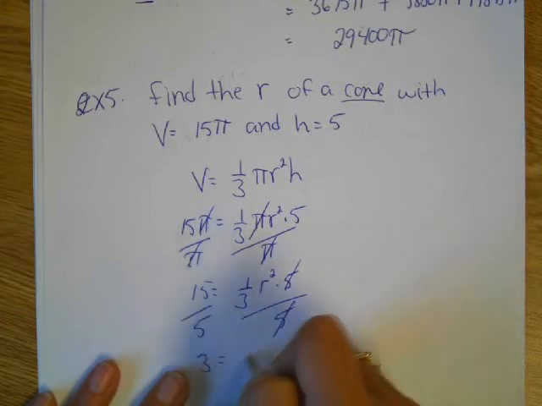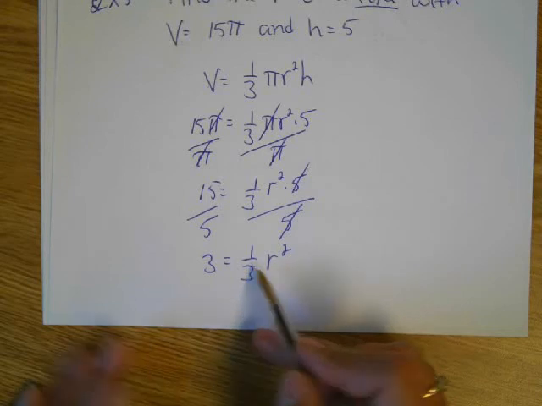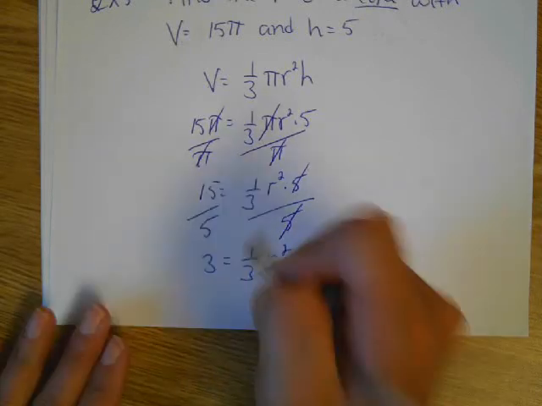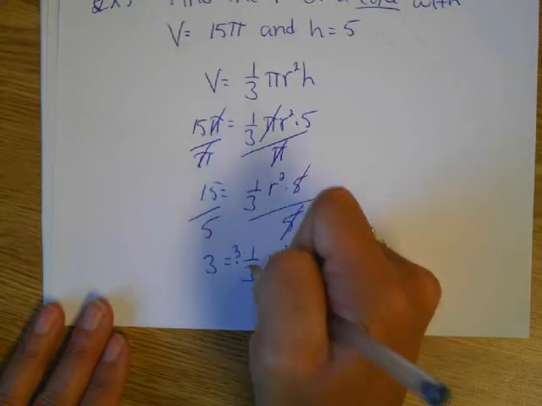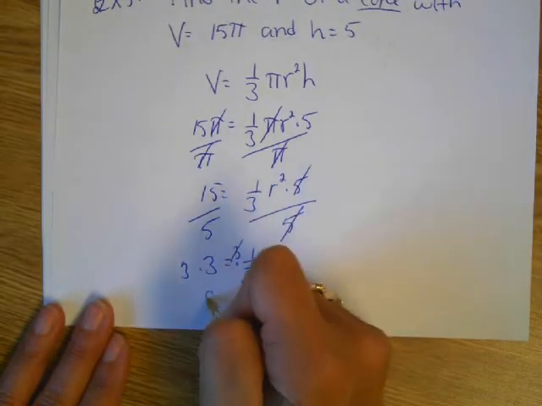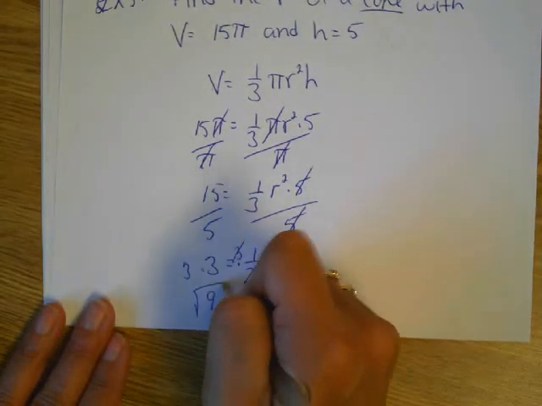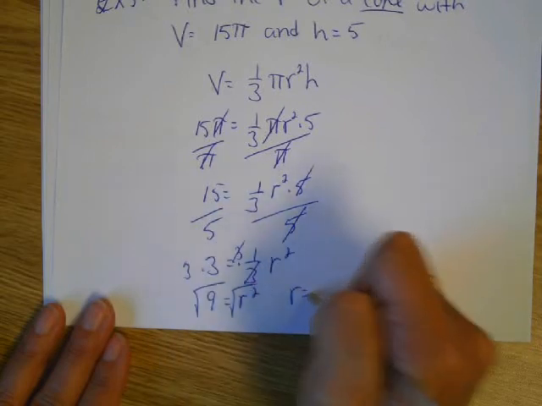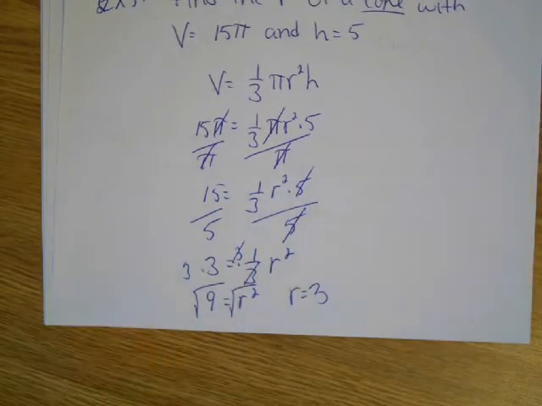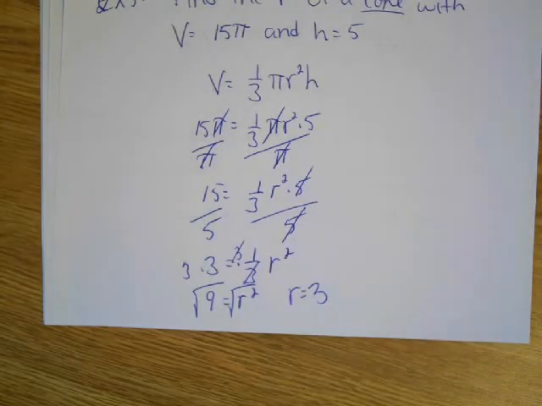That'll leave 3. To get rid of the 1/3, we can divide by 1/3 or multiply by its reciprocal. I'm going to times by 3 on both sides. That will cancel that. That will give me 9. And now I just have to unsquare, and you remember that is square root. So the radius would be 3 to make that volume come out with that height of 5. Okay, that finishes up volume of cones and pyramids.